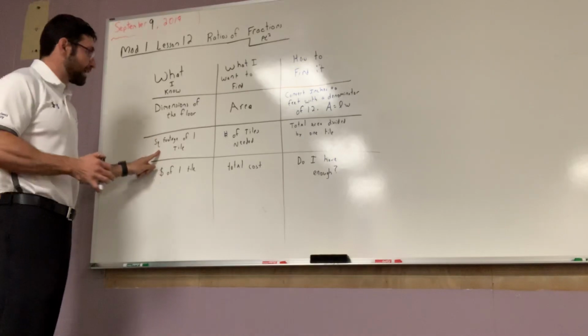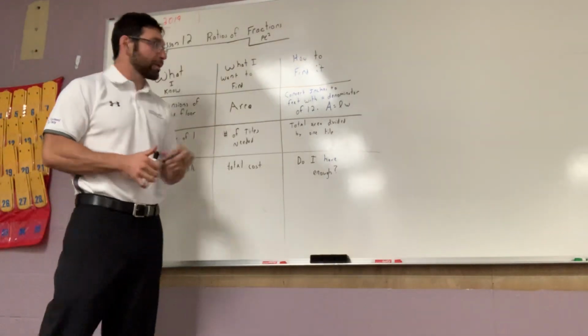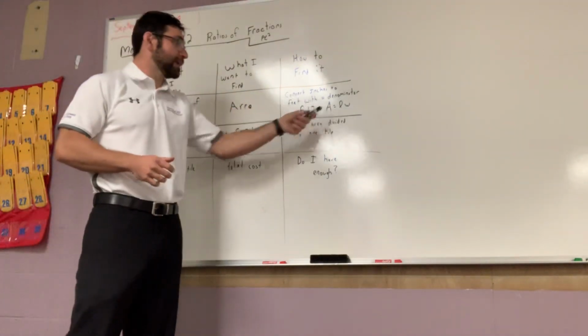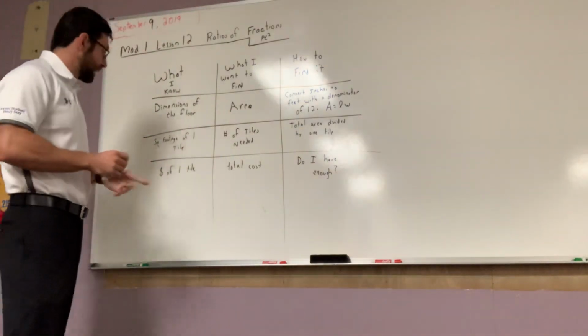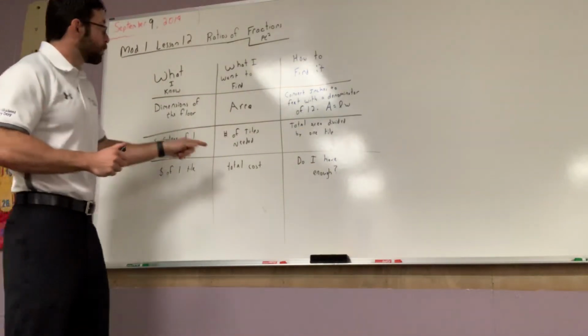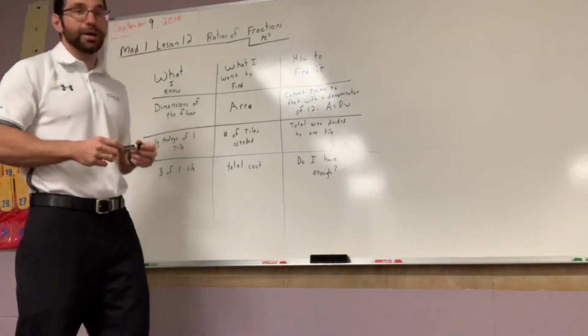We know the square footage of the tile. We need the number of tiles. How are we going to do that? We're going to do the total area that we find divided by the square foot of one tile. We know the cost of one tile. We need to find the total cost of everything. And do I have enough money?